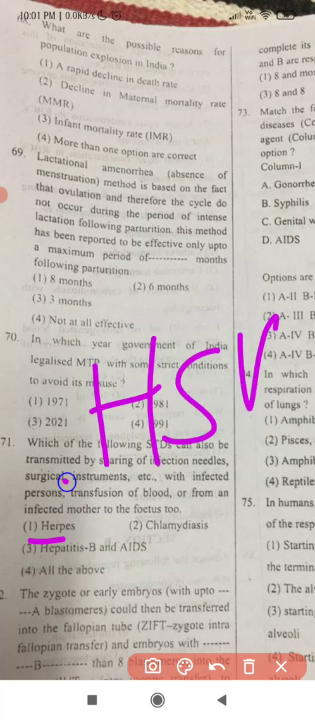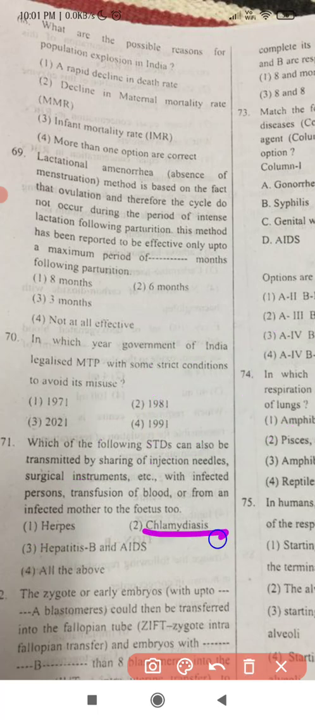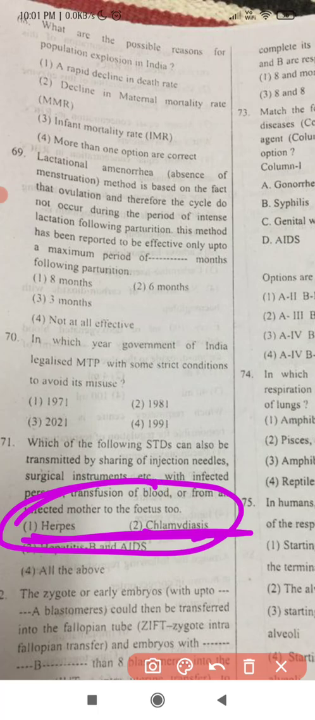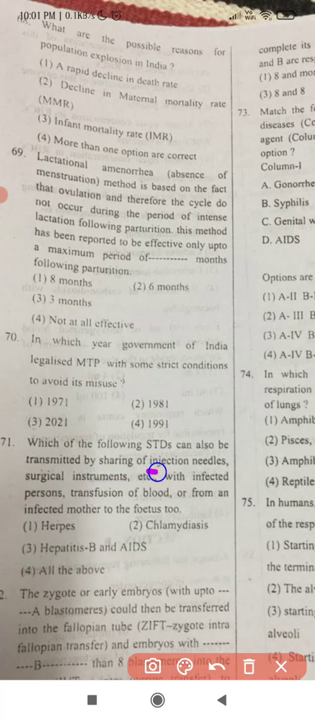Herpes is caused by herpes simplex virus. Chlamydiasis, these are sexually transmitted. All are sexually transmitted, but AIDS is also transmitted by sharing injectable needles, surgical instruments that are infected, that are not sterilized, and also from infected persons, and also by transfusion of blood.